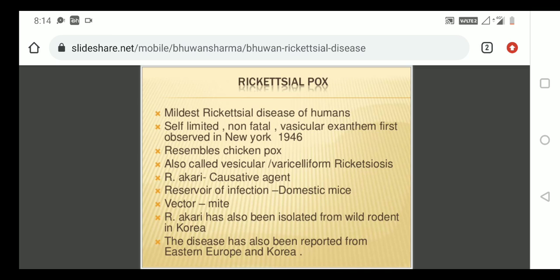And here Rickettsia akari is the causative organism, and the domestic mouse is the reservoir of this infection. Mites are the vector, and R. akari has also been isolated from the wild rodent in Korea and all. So usually it will be seen in the Korean area or Eastern European areas and all.